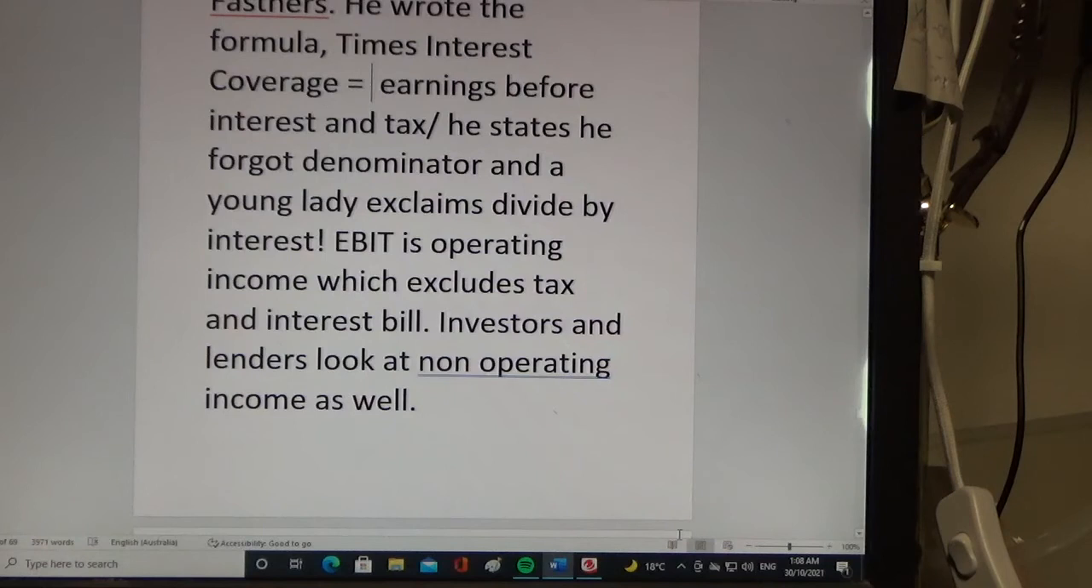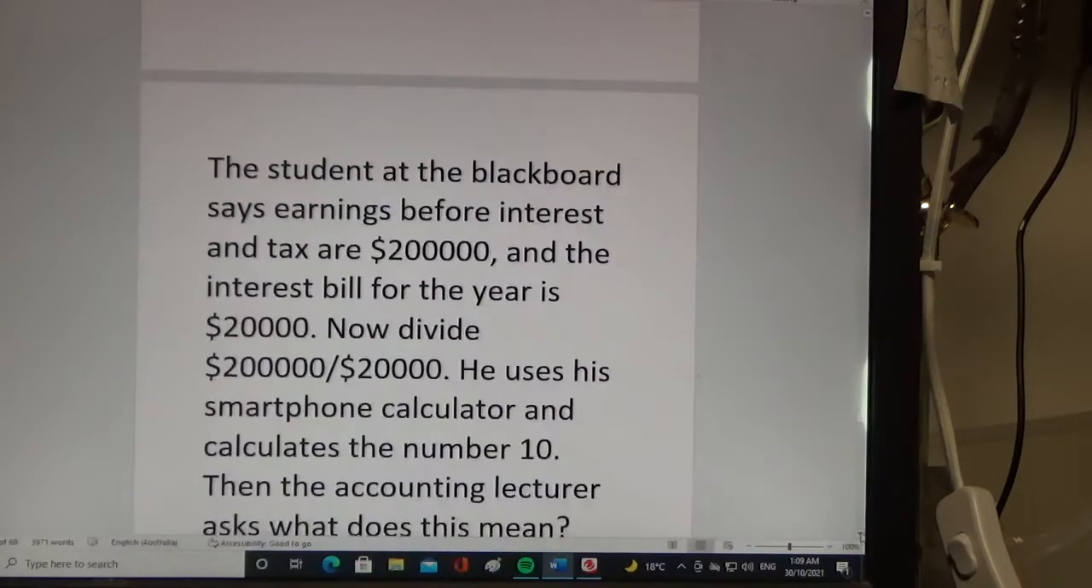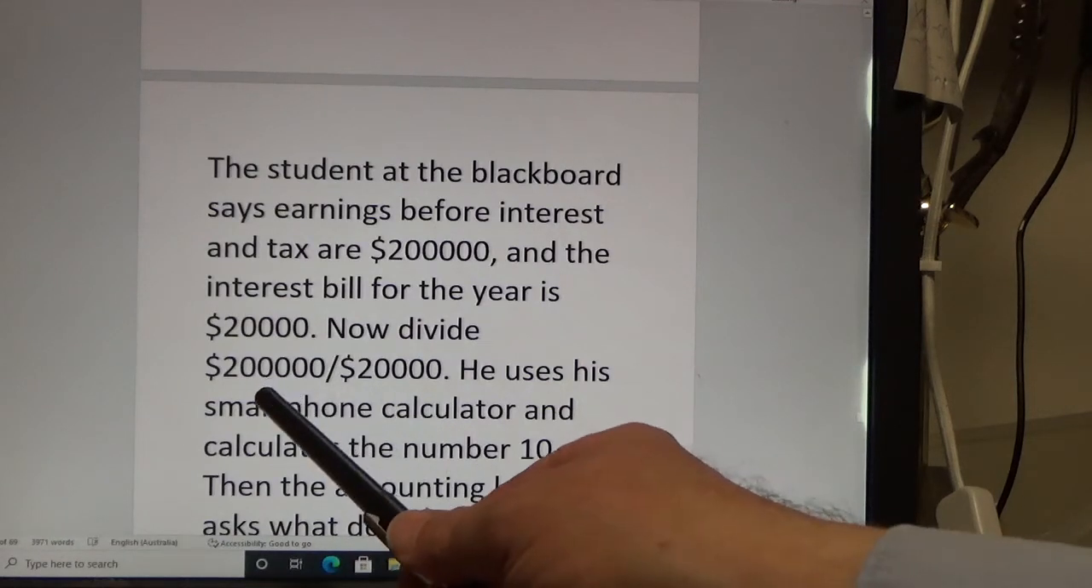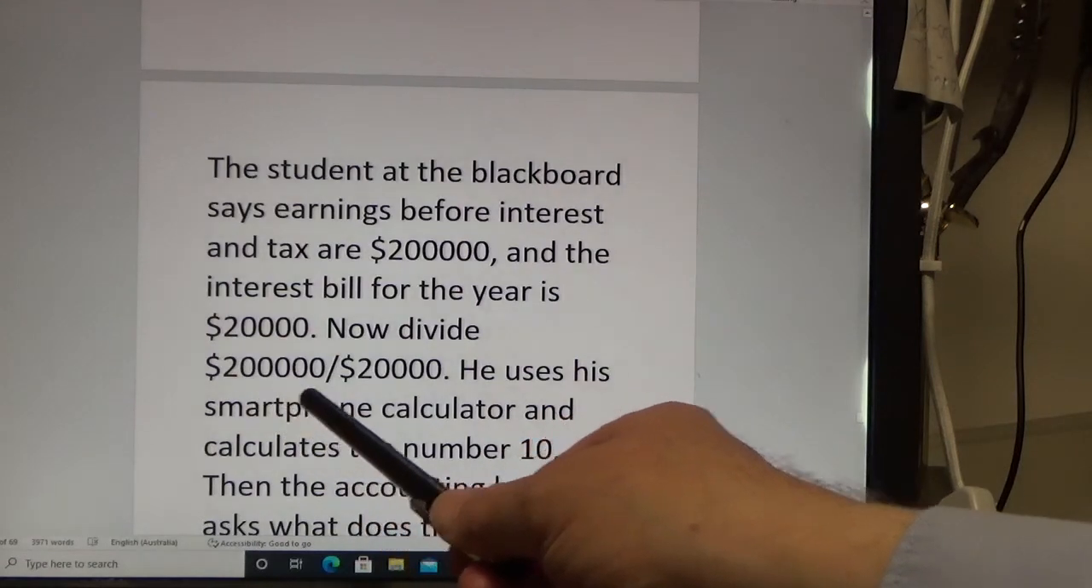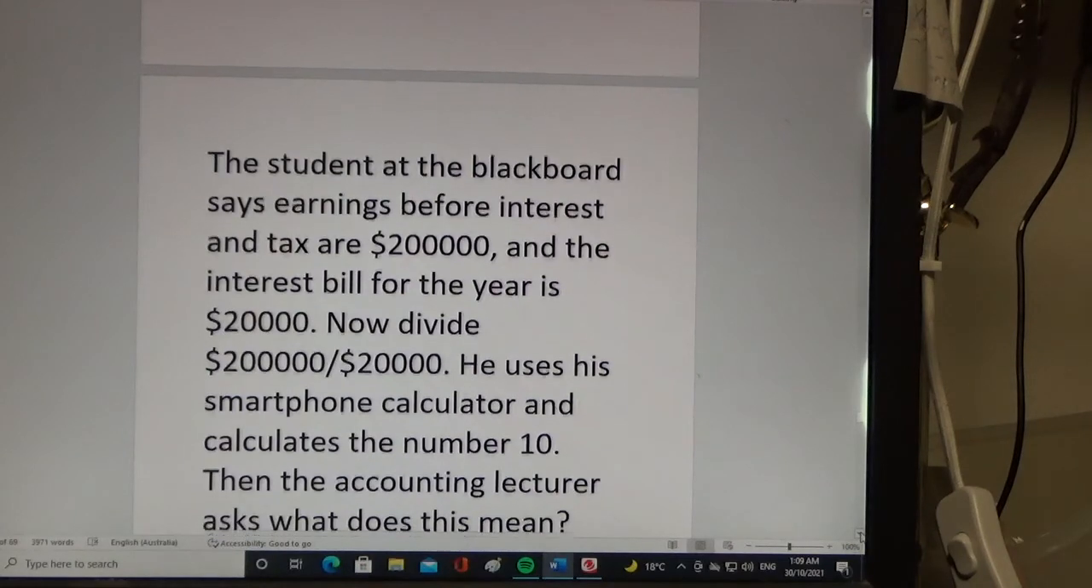Investors and lenders look at non-operating income as well, but that's a bit of a sidetrack. The student at the blackboard says earnings before interest and tax are 200,000 and the interest bill for the year is 20,000. Now go ahead and divide 200,000 earnings before interest and tax by interest payments. He uses his smartphone calculator and comes up with the number 10.